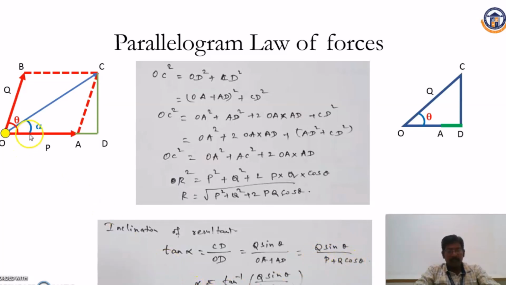So therefore the angle of inclination of this resultant force alpha is equal to tan inverse of Q sin theta divided by P plus Q cos theta. So this is how the resultant force and the angle of inclination of this resultant force, which will be equivalent to the forces P and Q acting on this particle, can be identified.